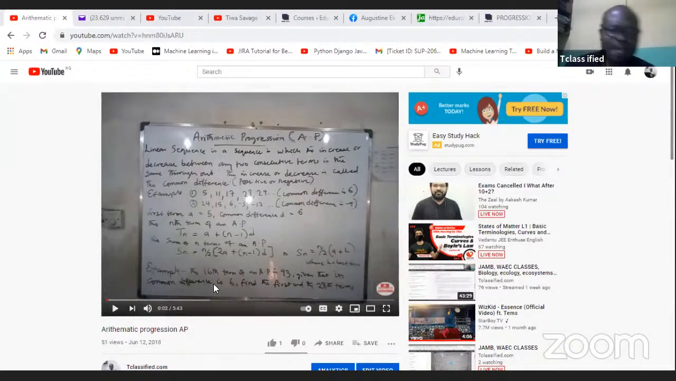So with that, we have this simple problem. The sixth term of an AP is 93. Given that its common difference is 6, find the first and the 28th terms. So you see that this is similar to what we did before for the other one.